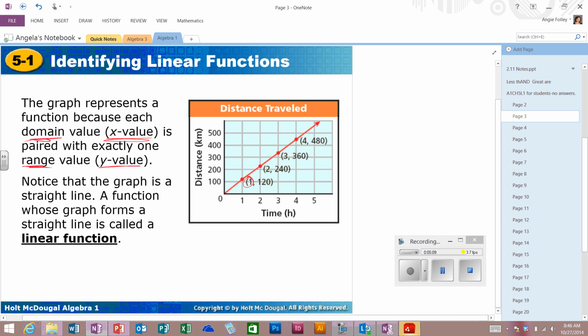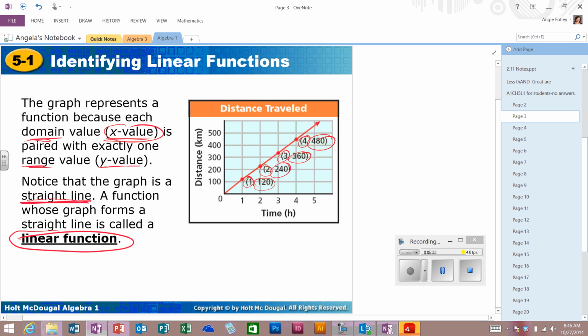So if you look, we have 1, 2, 3, and 4 as our x values, and none of them repeat. You could have a repeating y, in this case you don't either, but the main thing for it to be a function is you have to have only one x value. You can't have repeating x values, okay? Now, if you notice, the graph is a straight line, and a straight line is called a linear function.